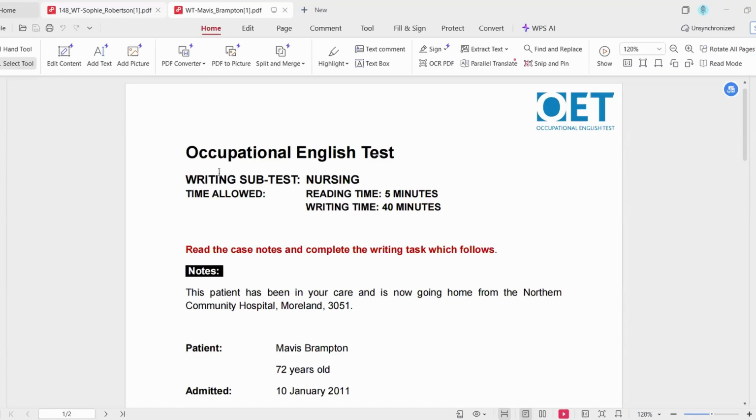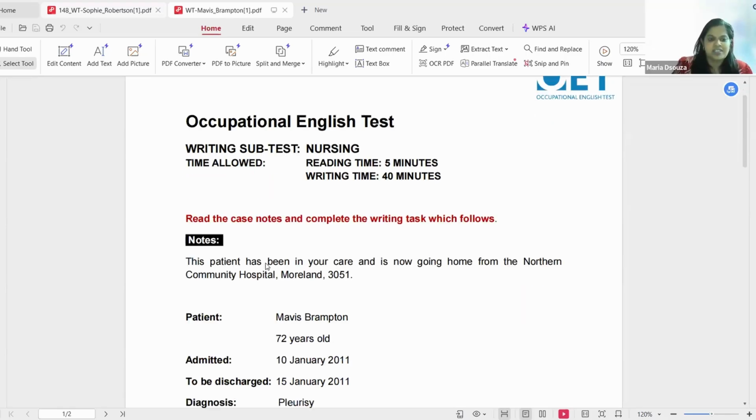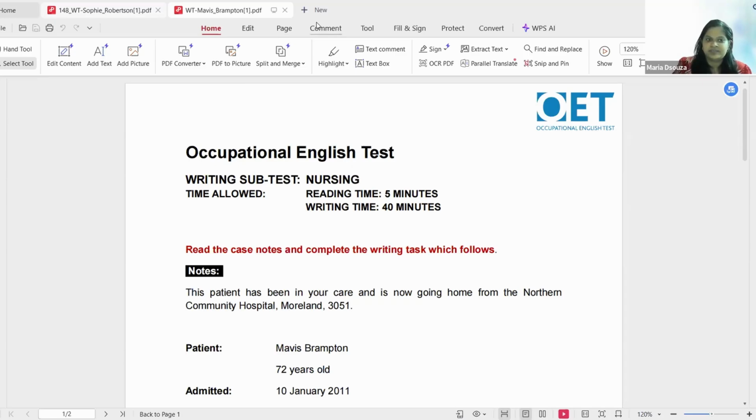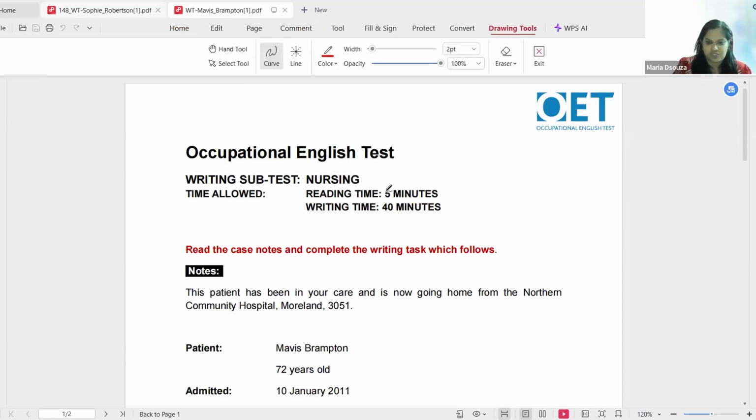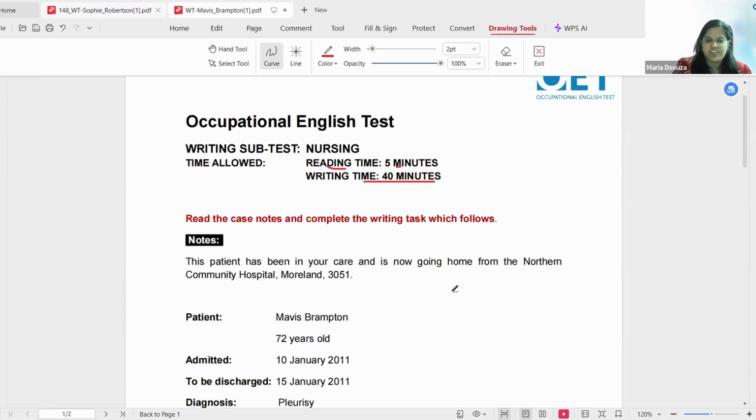Okay, so I'm sharing my screen. Now if you look at this, this is how case notes will look. This is how case notes, meaning your writing task, will look. You have 5 minutes to read and 40 minutes to write. So you all must be aware of the patient information.